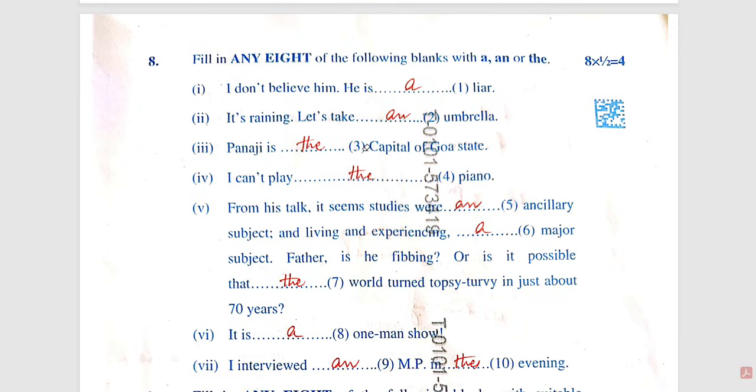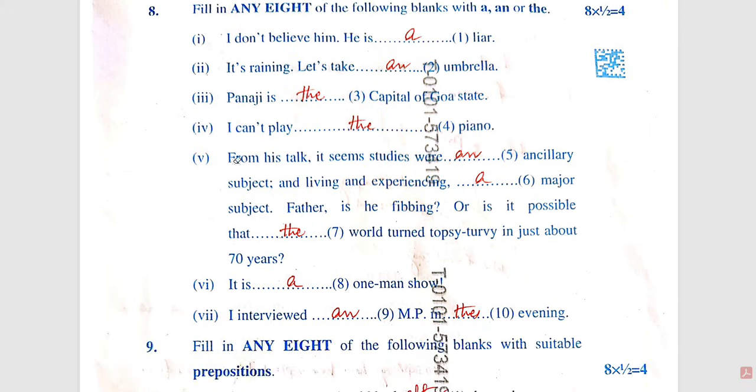Panaji is the capital city of Goa. We are mentioning it in a very special way. Panaji is the capital city of Goa state. Next, I can't play the piano. Before musical instruments, we use the definite article. From his talk, it seems studies were an ancillary. Here, A is a vowel sound. That's why we put an ancillary subject. Ancillary means a secondary subject. And living and experiencing is a major subject.